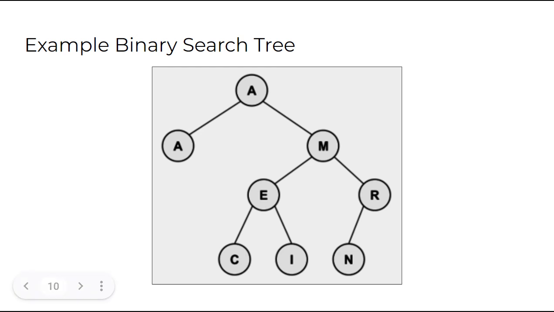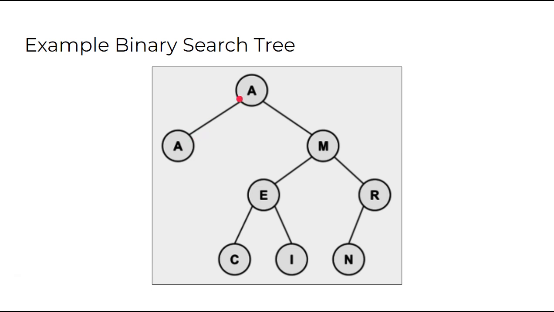Here's an example of a binary search tree. And they have certain rules that must be upheld. First of all, each of these little circles is called a node. And a node can have two children, a rightmost child and a leftmost child. Two rules are always true. The rightmost child has a value greater than that of its parent node. So M is further in the alphabet than A. And the leftmost child must have a value less than or equal to its parent node.